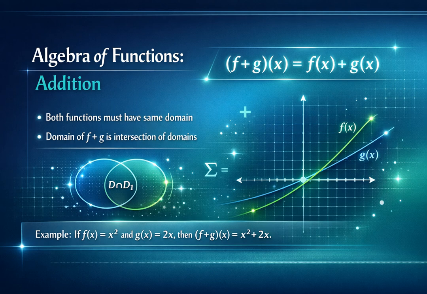Now let's learn about the algebra of functions. We can add 2 functions, f plus g of x equals f of x plus g of x. Both functions must have the same domain, or at least overlapping domains. The domain of the sum is the intersection of the individual domains. For example, if f of x equals x squared and g of x equals 2x, then f plus g of x equals x squared plus 2x.